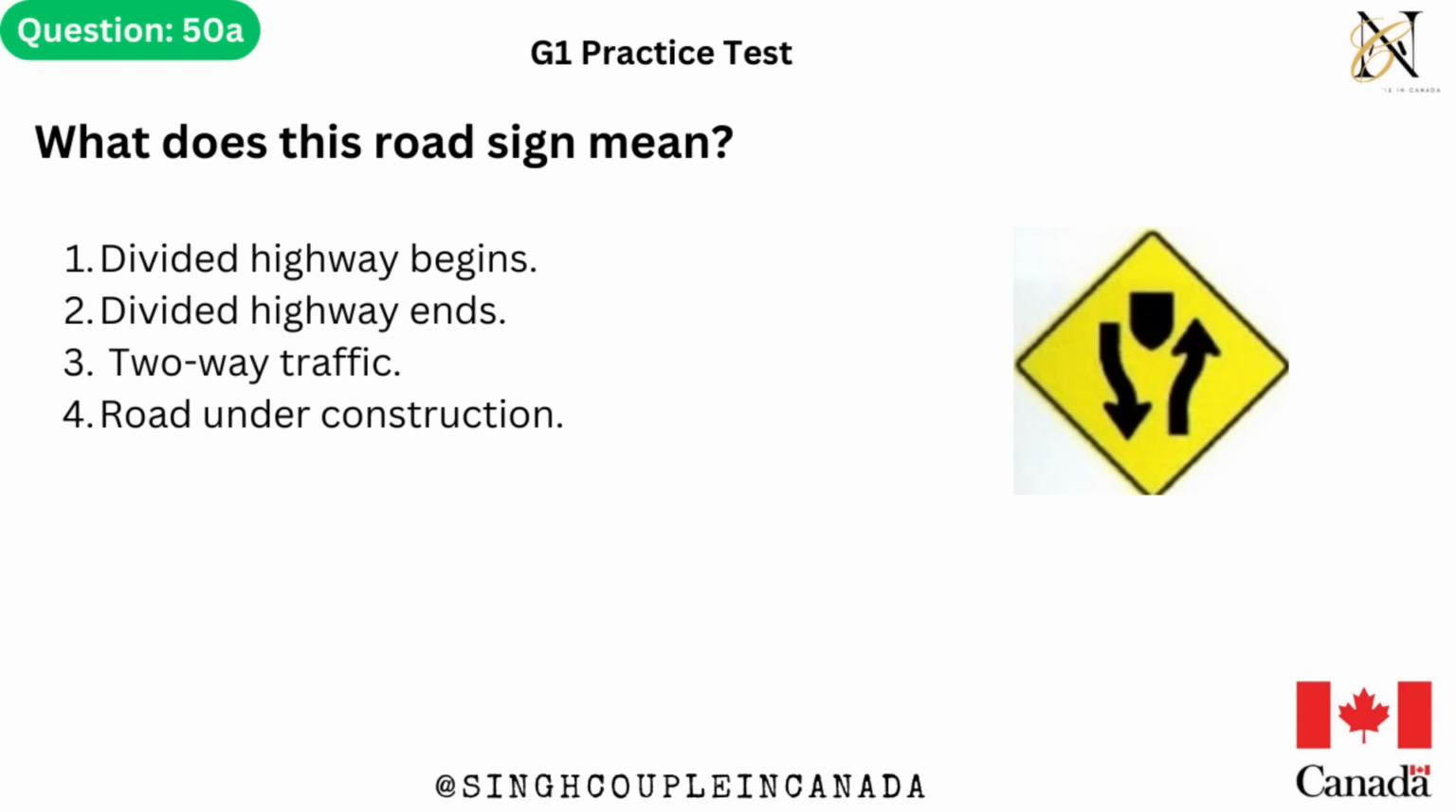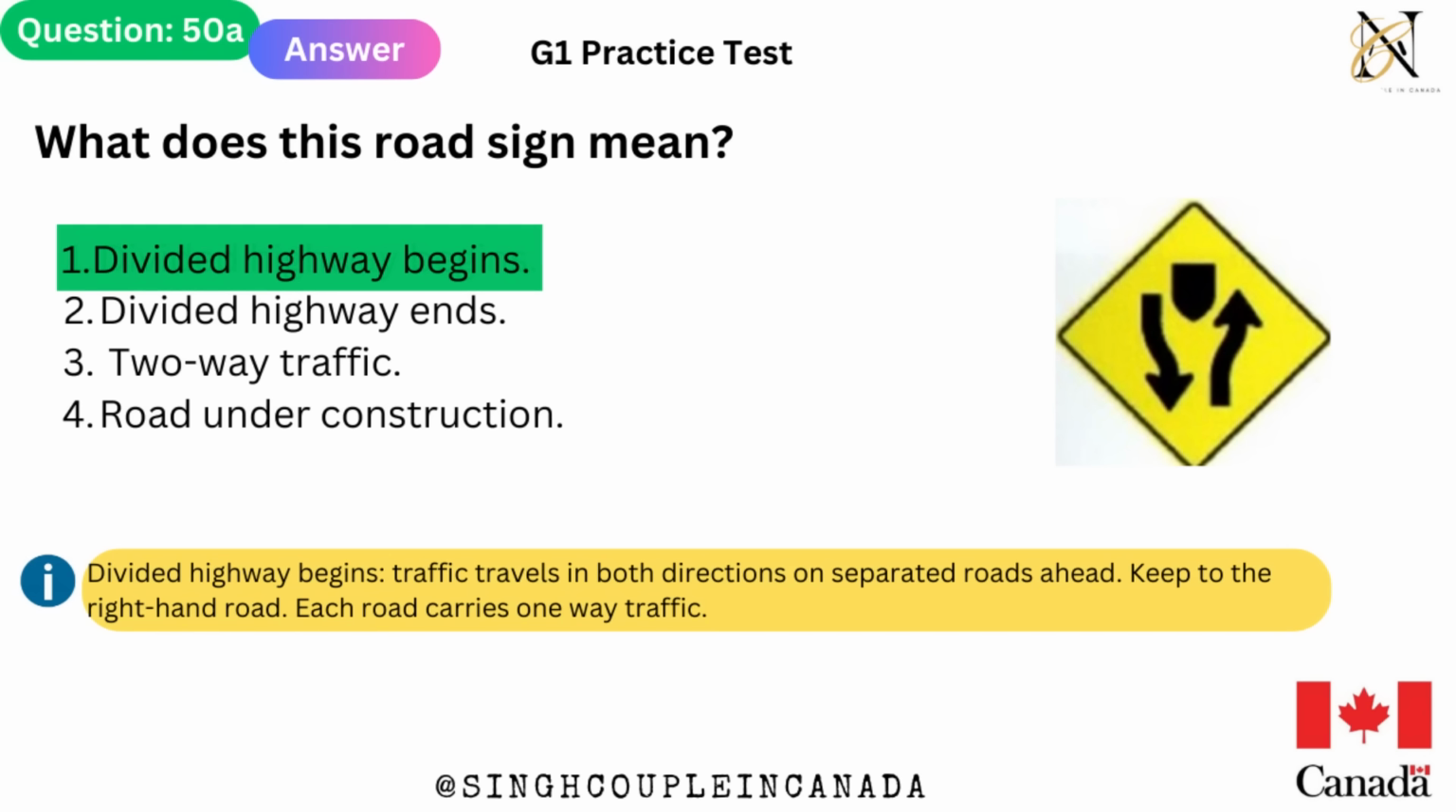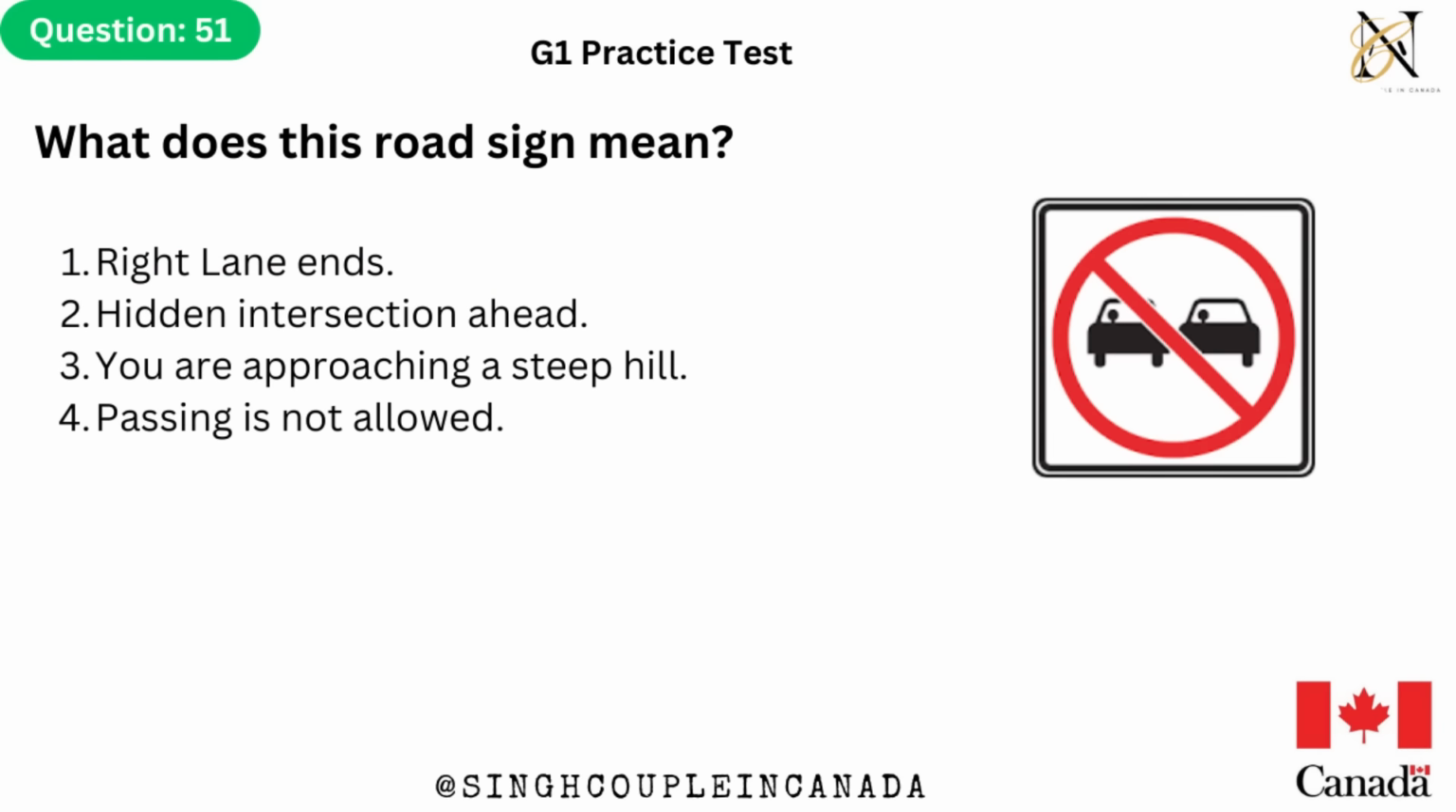What does this road sign mean? 1. Divided highway begins. 2. Divided highway ends. 3. Two-way traffic. 4. Road under construction. The answer is 1. Divided highway begins, traffic travels in both directions on separated roads ahead. Keep to the right-hand road. Each road carries one-way traffic.